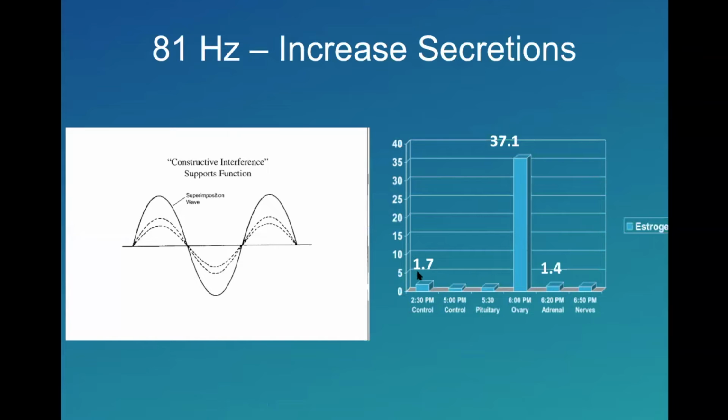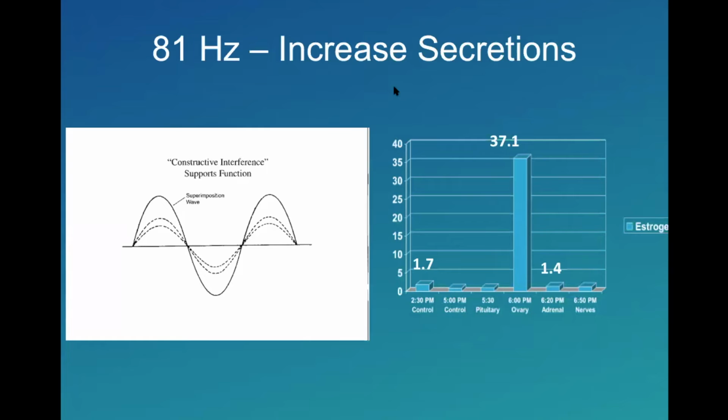So salivary estrogen at 2:30 was 1.7. At 5 o'clock, it was like 1.4. Treated pituitary, increased secretions in the pituitary, didn't change salivary estrogen. And between 5:30 and 6, we ran increased secretions in the ovary, and that increased salivary estrogen from 1.4 to 37.1. So that is clearly not a placebo effect. Something is real that's happening when you run 81.